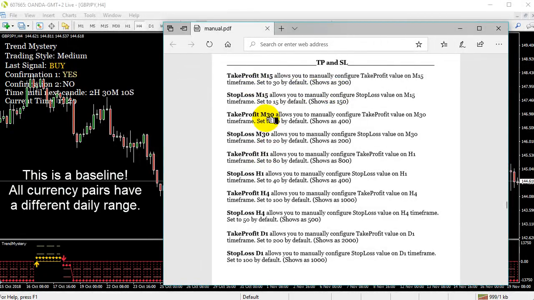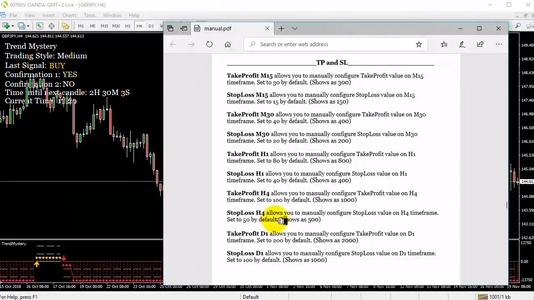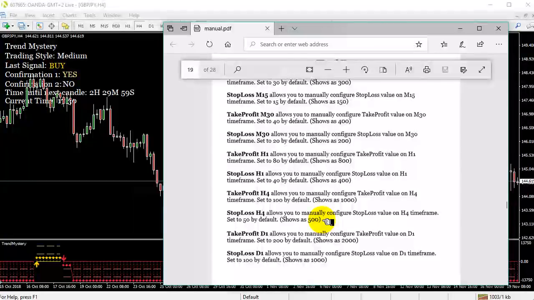So this chart here, I have a 4-hour chart. So you're looking at stop loss on high set to 50 by default. It says 500. You're not going to use a 500 pip stop loss on a 4-hour chart. And if you did, you'd have a position size of nothing. And we're looking at 2-to-1. That's basically what we're looking at.